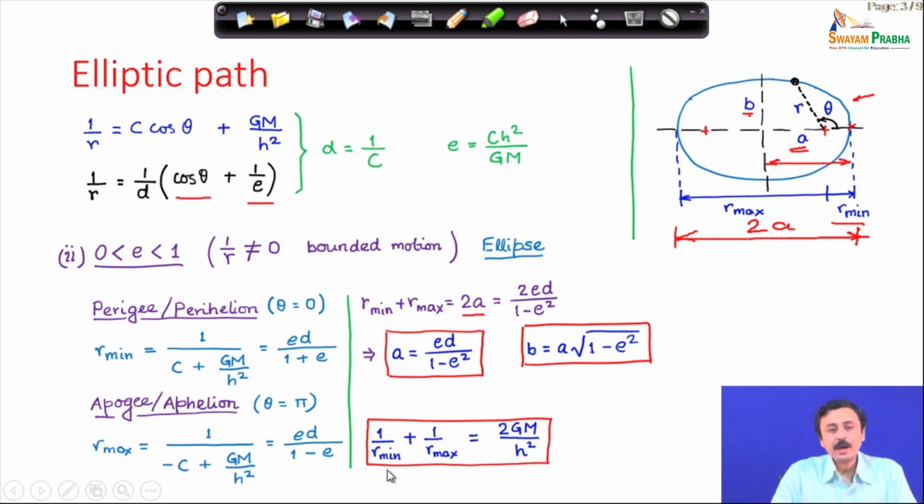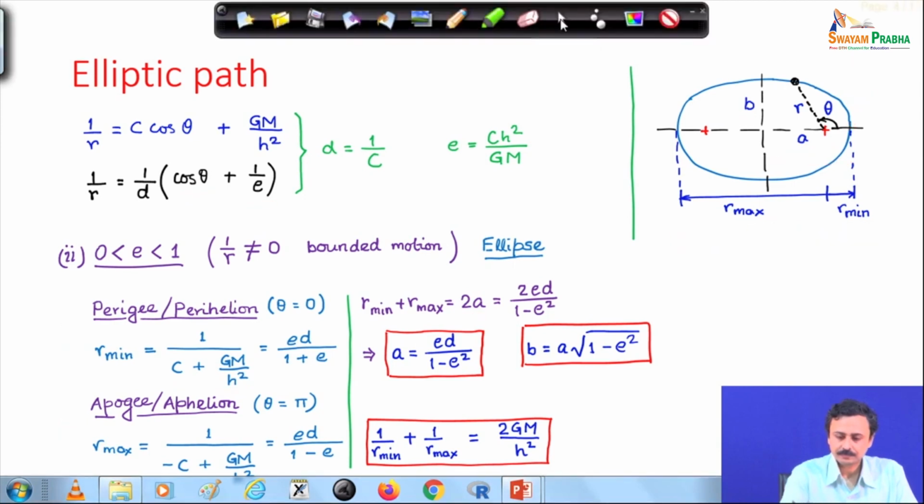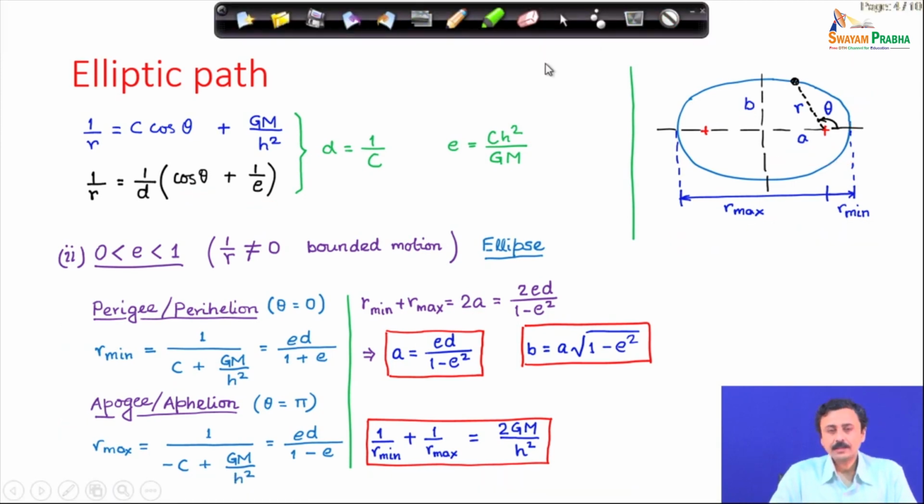Now, if I look at 1 by R min plus 1 by R max, which I can find from whatever I have written in the left panel, you can look at this 1 by R min. So, it is C plus G m by h square, and 1 by R max is minus C plus G m by h square. So, 1 by R min plus 1 by R max is 2 times G m by h square.